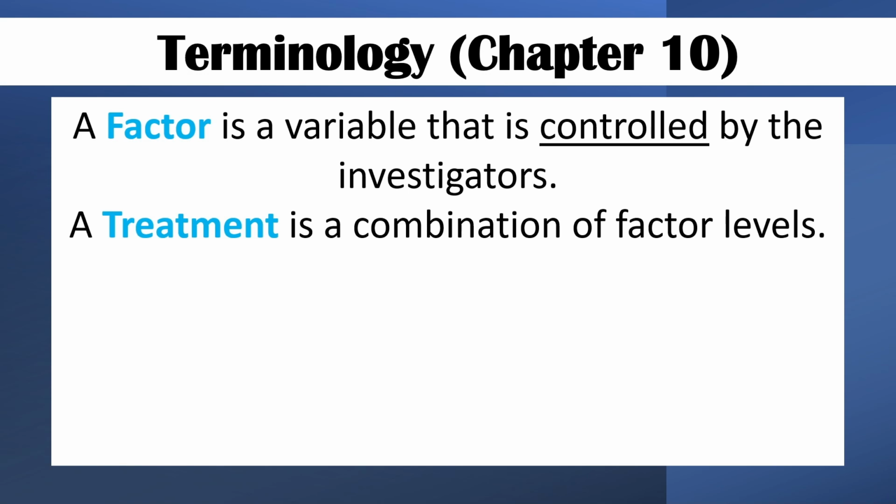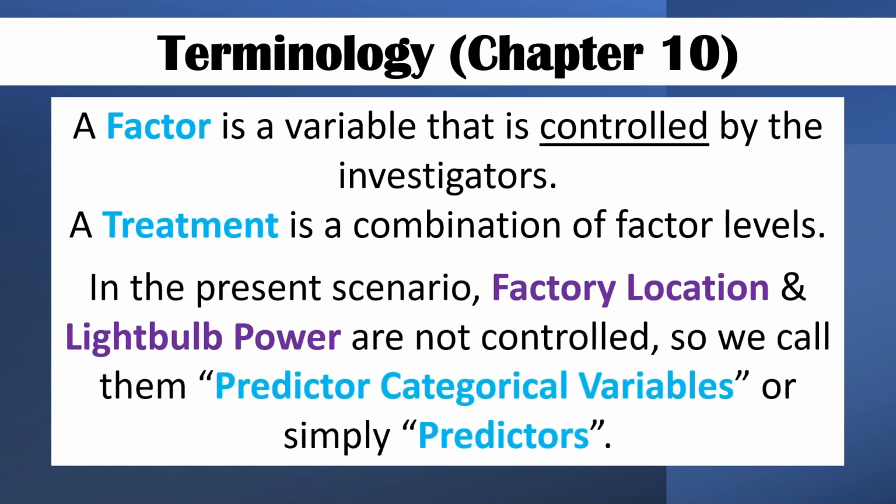Now, the point of this is that in the current scenario, factory location and light bulb power are not controlled. Right? We're selecting light bulbs at random from various factories, and we're selecting light bulbs of various kinds, but we don't control which light bulbs are, let's say, 15 watts, which light bulbs are manufactured in Sackville. We have no control over that. Those labels are already attached to the light bulbs.